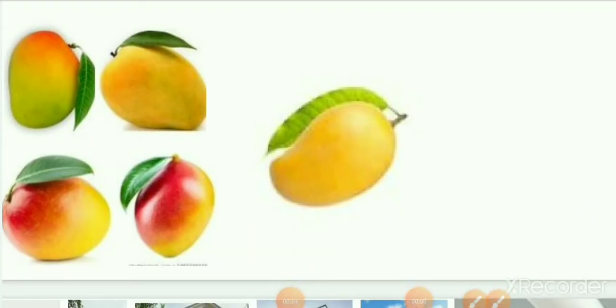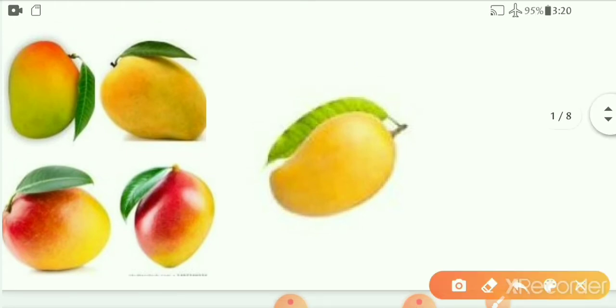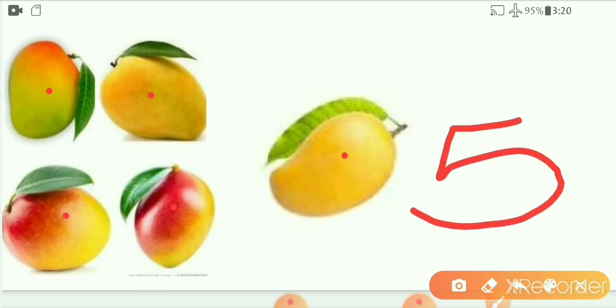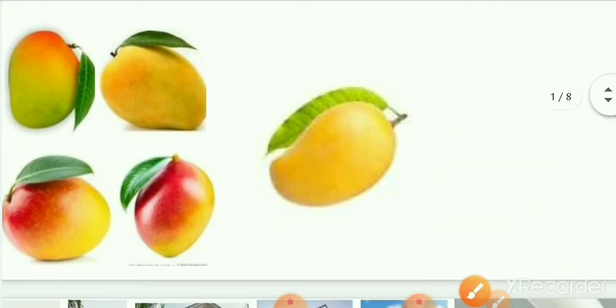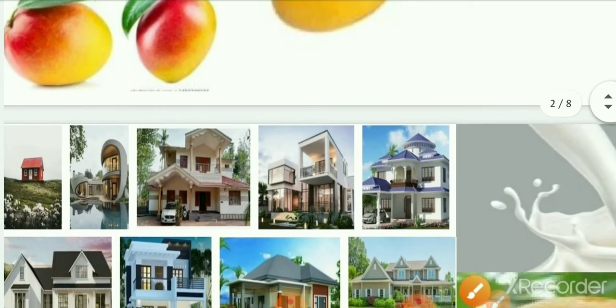After some moments you will be aware of today's topic. So let's start. Here, as you can see, is a picture of some mangoes. You have to count them. How many mangoes are here? Let's count. 1, 2, 3, 4, 5. There are 5 mangoes.